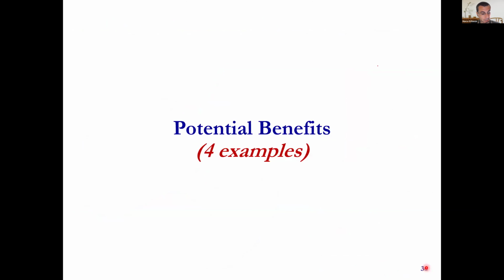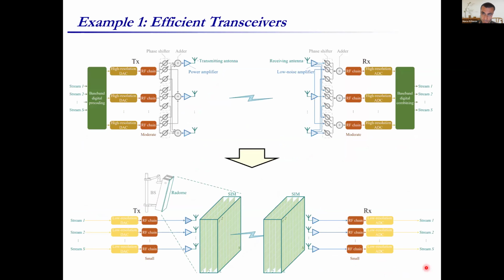Now, let me show you quickly just four examples, and then I will wrap up. So one of the functionalities that we studied is to replace digital beamforming at the base stations by doing this beamforming in the analog domain.